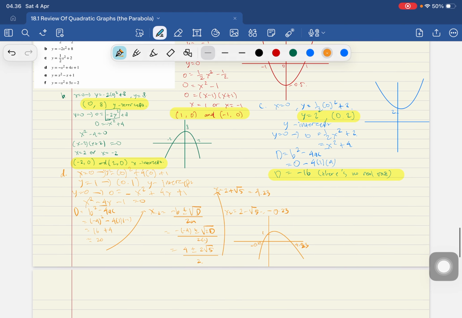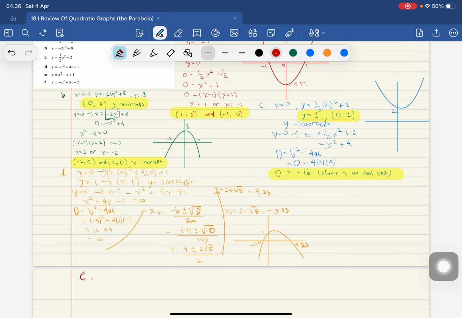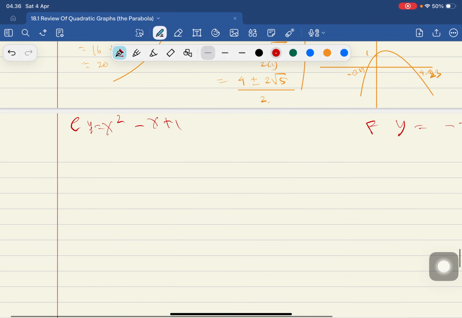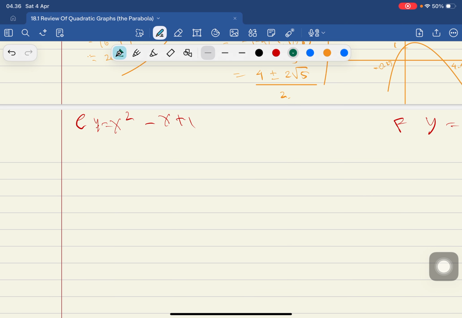E. I will rewrite the equation. So here is E: y equal to x squared minus x plus 1, and then F is y equal to negative x squared plus 5x minus 2. Okay, let's start with E. Let's find the y-intercept, which is when x equal to 0, y equal to 0 squared minus 0 plus 1. So y equal to 1.